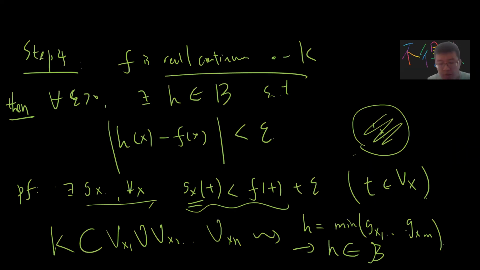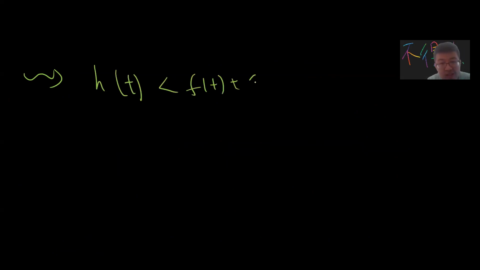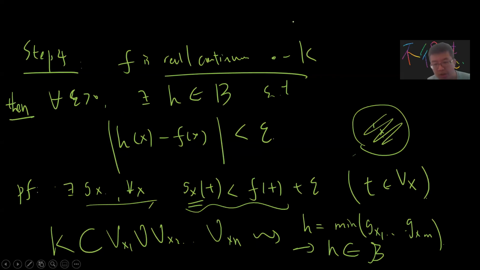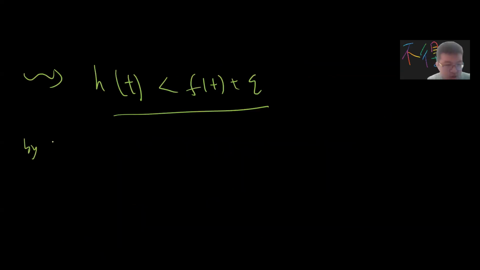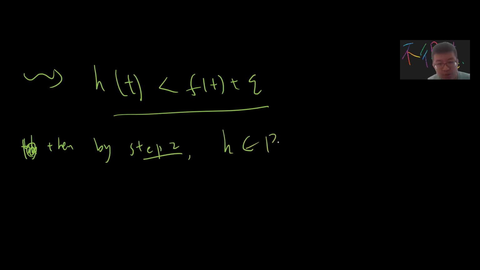Okay, so from here you just get h, right? So h is less than f(t) plus epsilon, right? So this is one step. But then, by step 2, your h belongs to B and can also satisfy h(t) greater than f(t) minus epsilon.